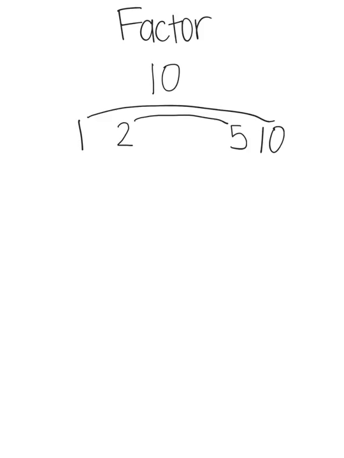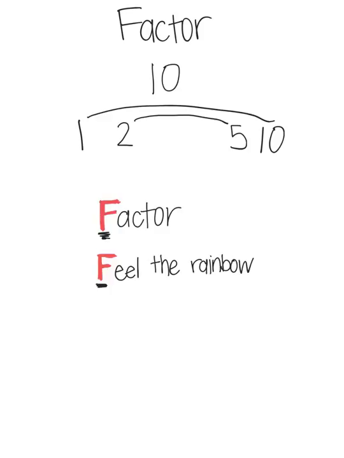And making this rainbow here is how I find all of the factors of this number. A clue that I use to help me remember that when I'm looking for factors, I make the rainbow, is I think about Skittles. On Skittles commercials and ads, it always talks about taste the rainbow, see the rainbow, feel the rainbow. So when I see the word factor, the F in factor is my clue that I am going to feel the rainbow. I am going to make the rainbow, and that is how I find factors.